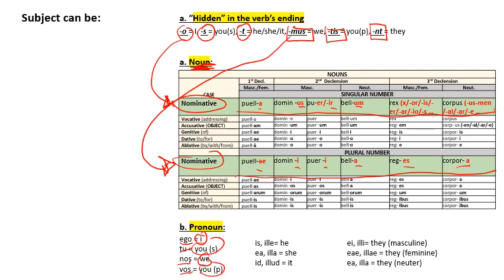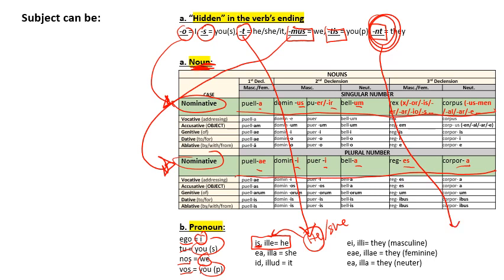If the verb ends in T, I know that T stands for he or she, and then I can look in my Latin passage and see if I can find the word he in Latin somewhere. If I find it, then it's going to be my subject. Or if it ends in, let's say, nt, then I know that nt is they. And I can look in my Latin passage to see if I can find the word they anywhere.